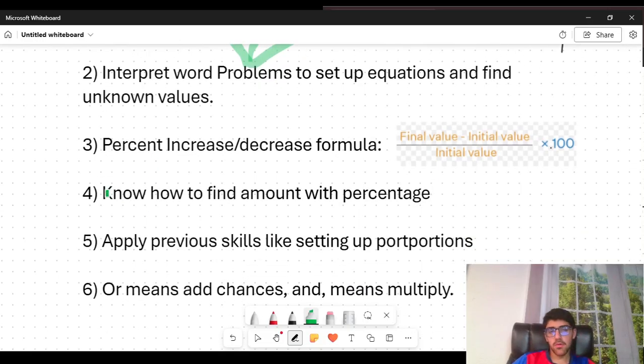Another thing good to know, which I'm going to show an example of: if you have a percentage, how can you go from a percent back to the total amount? So let's say it tells you 5% of the total number of marbles are red. How do you go back to the total amount? That's something I'm going to show later in the examples.